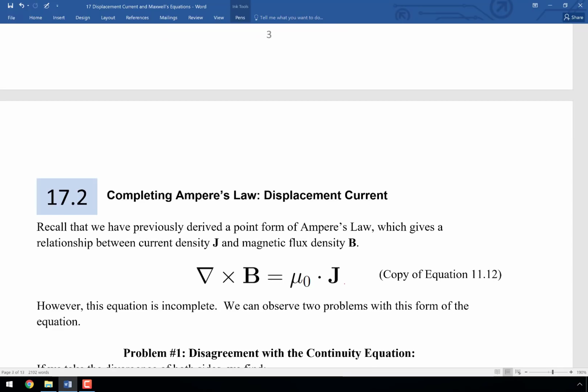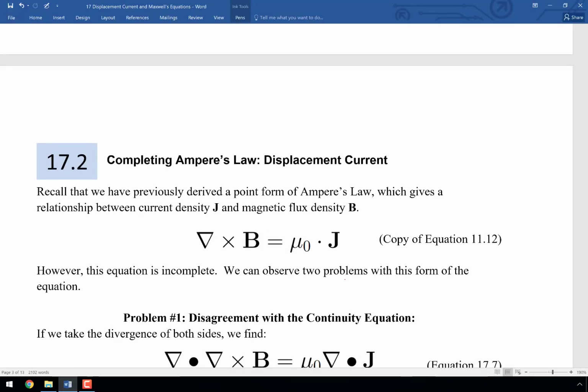So recall that we saw Ampere's law, and in chapter 11, I gave you a point form of Ampere's law that relates the magnetic flux density B to the current density. But even at the time, I said to you, it's not complete. There's a missing piece to Ampere's law. And so we can't put it into the official Maxwell's equations yet because we have to add the missing piece.